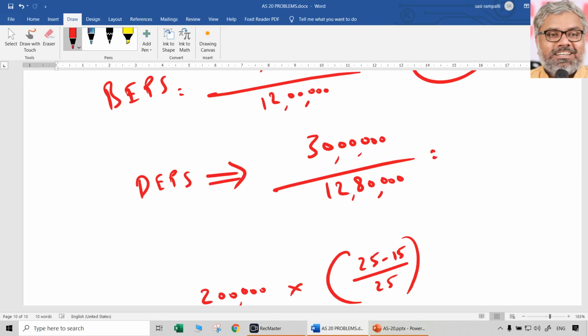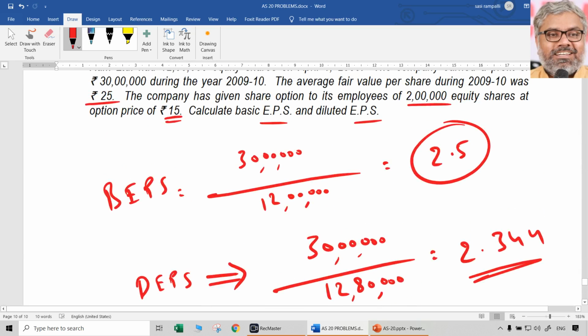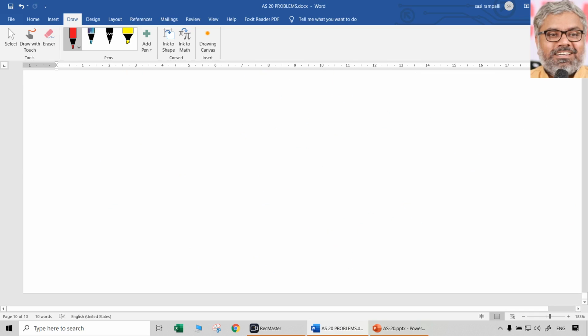What is the diluted EPS now? 30 lakhs divided by 12 lakhs 80,000. That will be 2.344, let us say. 2.344. That is the diluted EPS. Basic EPS was 2.5. Diluted EPS is 2.34 or 2.344. That is how diluted EPS has to be calculated in case of options.